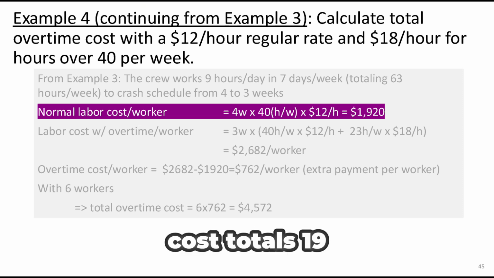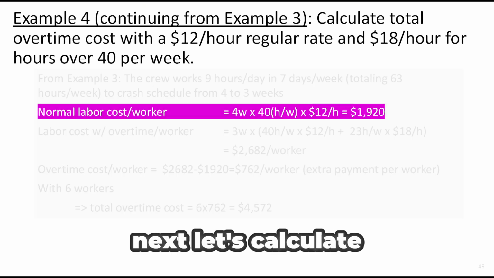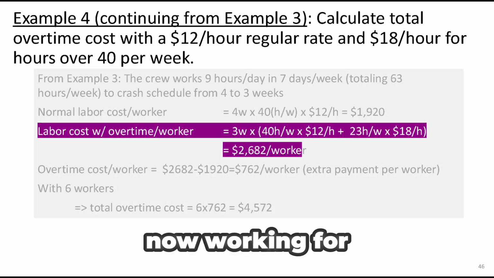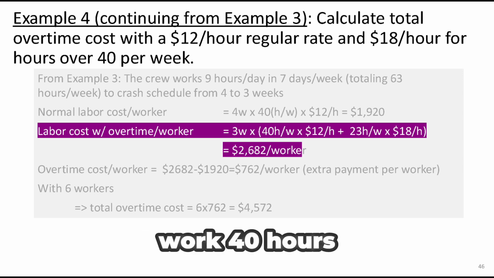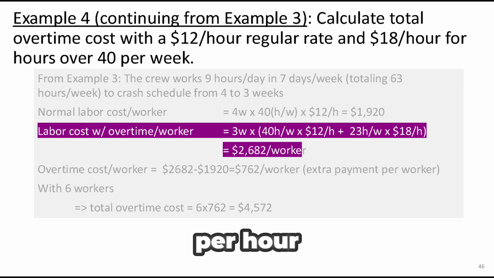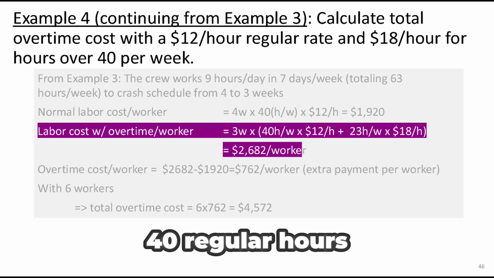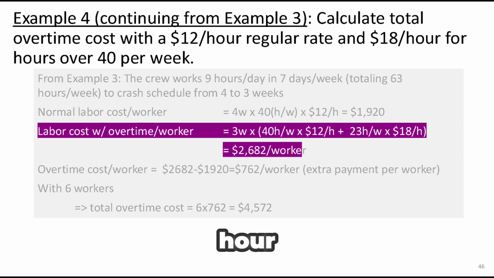The normal labor cost totals $19.20. Next, let's calculate the labor cost with overtime for each worker. The crew is now working for 3 weeks. Each week, they work 40 hours at the regular rate of $12 per hour, plus 23 hours of overtime, which is the difference between 63 total hours and 40 regular hours, at a rate of $18 per hour. So, the labor cost with overtime per worker is $2,682.